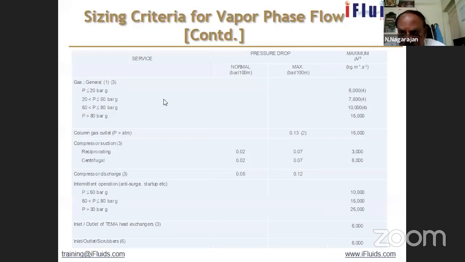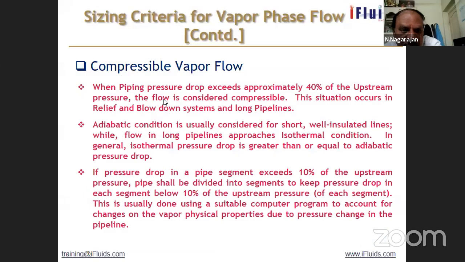Okay, you can fix this sizing criteria and find out the velocity. From the velocity and the volumetric flow rate, you can find out the size of the pipe. Column gas outlet, compressor suction, compressor discharge. So these are all the criteria used. Using these rho v square numbers, you can find out the size of the pipe.